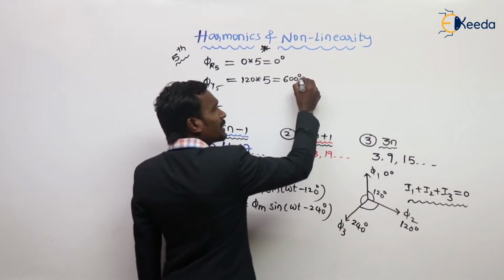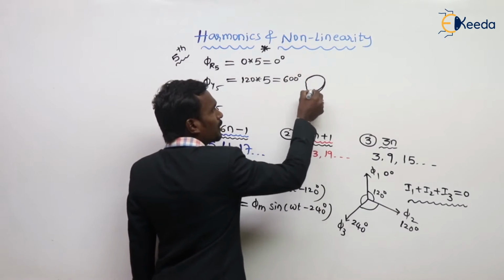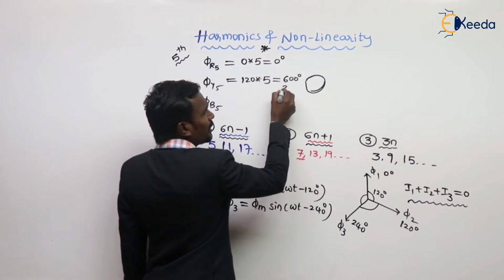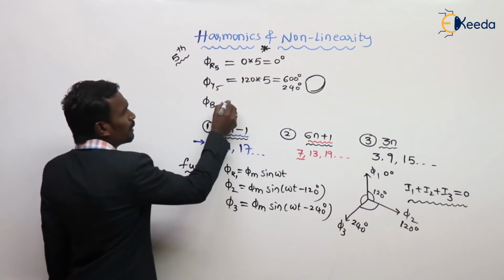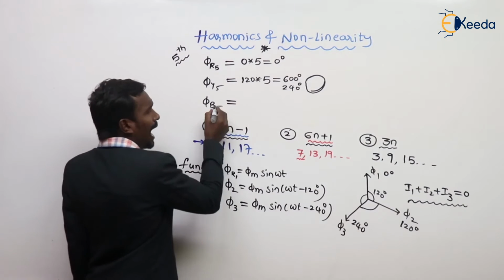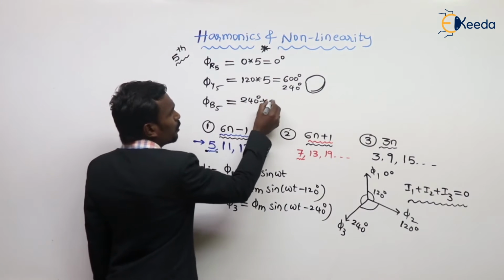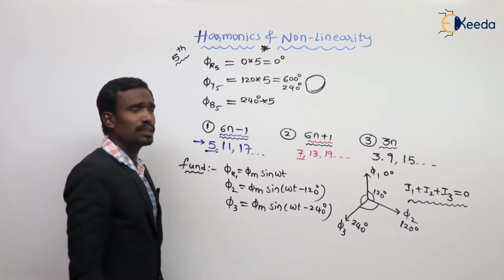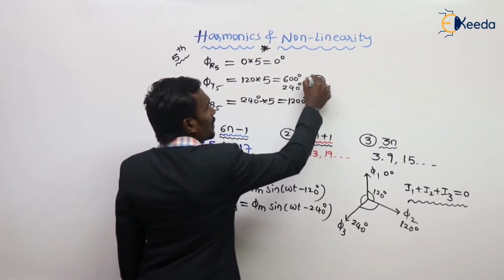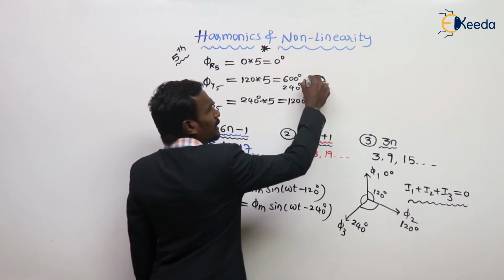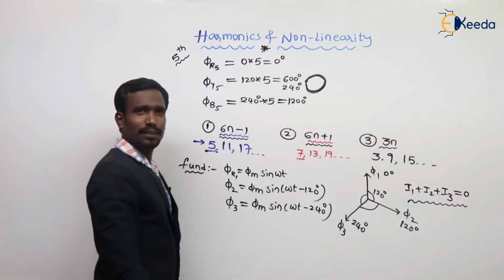600 is nothing but 240 degrees if you started here: 360 completed and remaining 240. And what about phi B? Actually B phase is at 240 degrees, but this is the fifth group, that's why multiplied five times. So what is the answer? 1200 degrees. 1200 is nothing but once 360 completed, second time 360 completed, and third time also 360 completed.